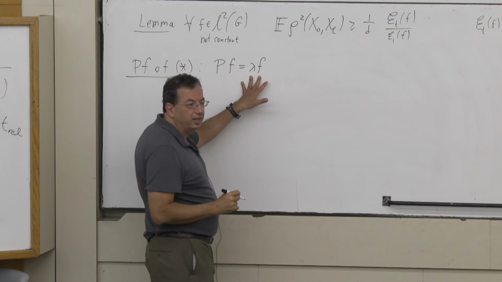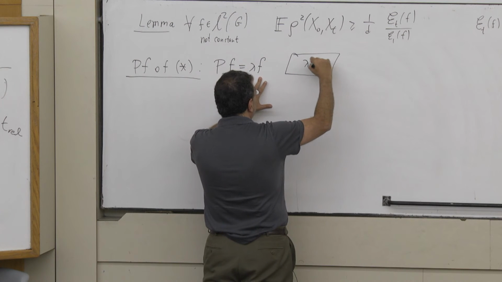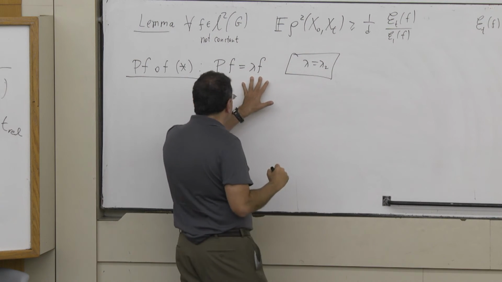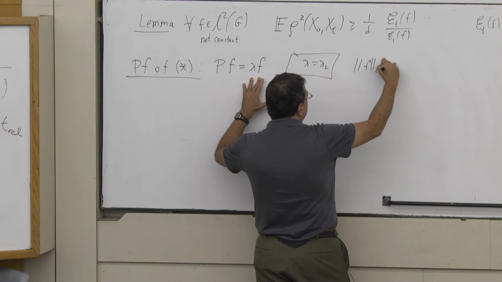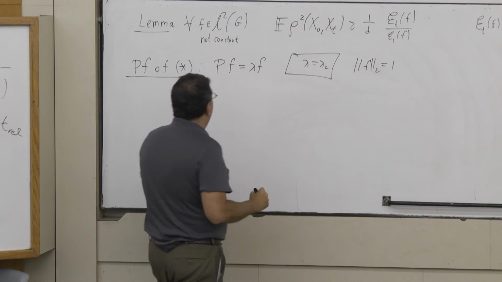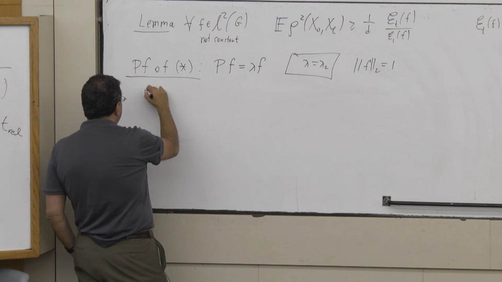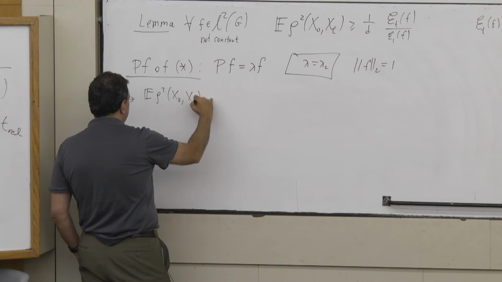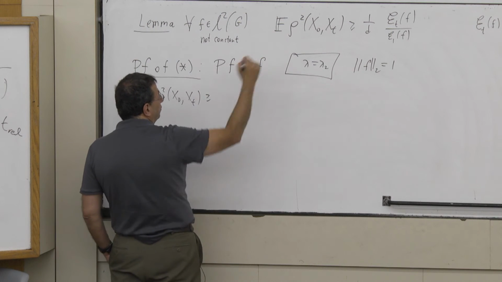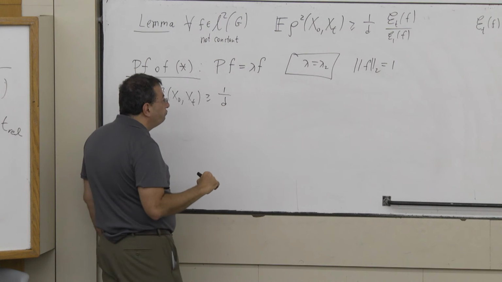And we could use any eigenfunction, but we'll get the best bound if we take lambda equals lambda 2. And we can normalize the eigenfunction to have L2 norm 1. And then we can just calculate what is... we have that bound. What is E_t of f?